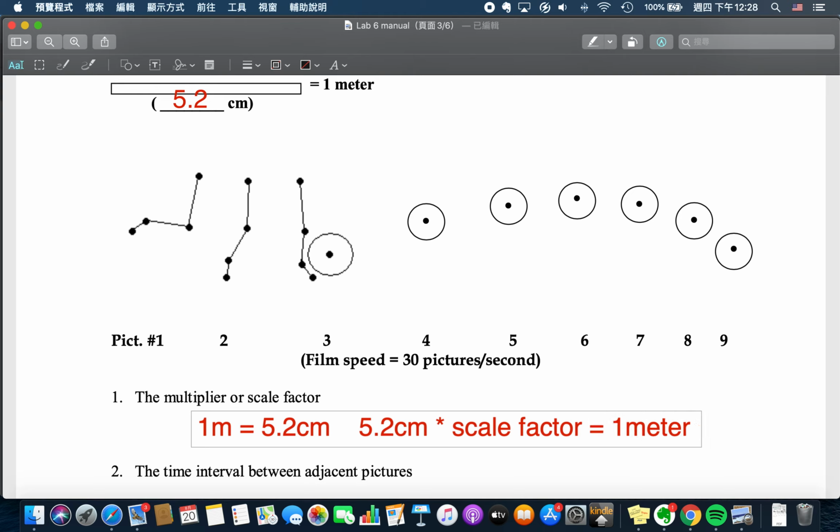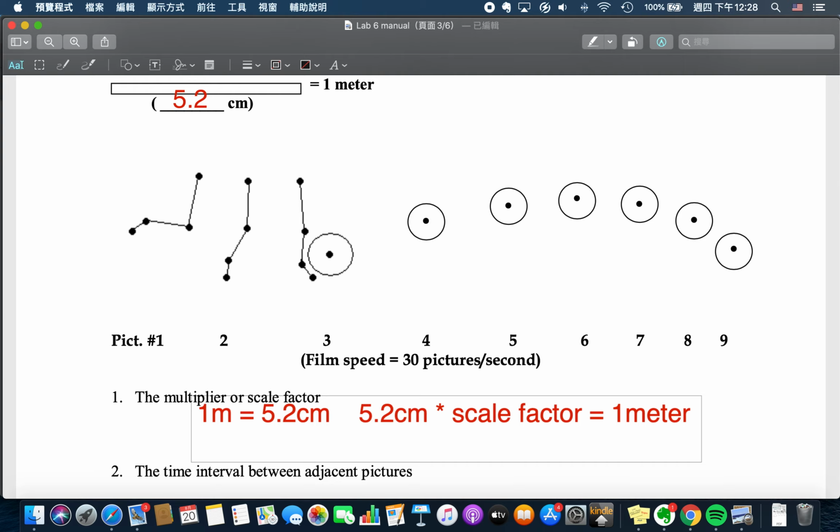So let's do some math. The scale factor will equal 1 meter, or 100 centimeters, divided by 5.2 centimeters. That's the scale factor, and I'll leave you to do the math. On my monitor, it's around 20. So we know we need to times 20 to transfer the length on the stick figure to real life.